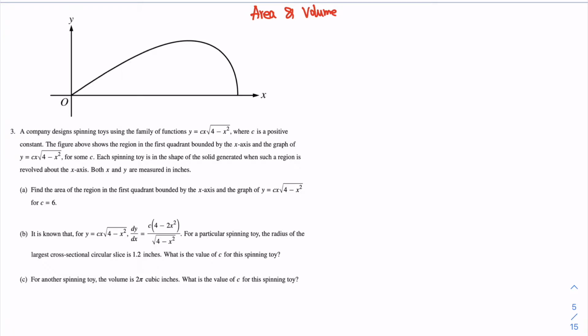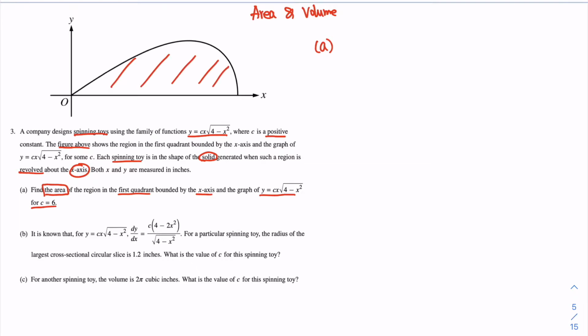So the company designed spinning toys using this function, where C is a positive number. And the figure for this function is shown here. Each spinning toy is in the shape of the solid generated when such a region is revolved about the x-axis. Both x and y are in inches. So let's have a look at part A. Find the area of the region in the first quadrant bounded by the x-axis and the graph when c equals 6. So we are looking for the area here.